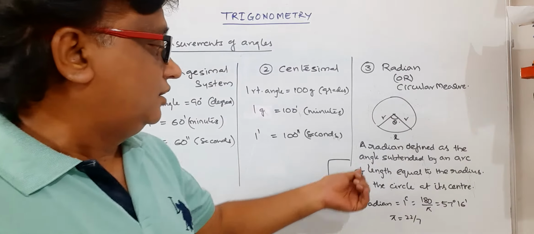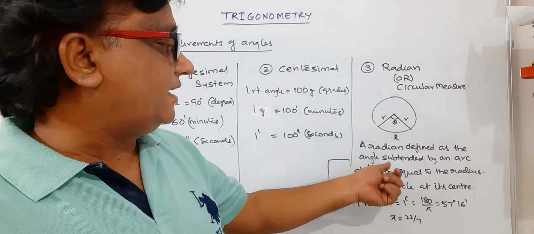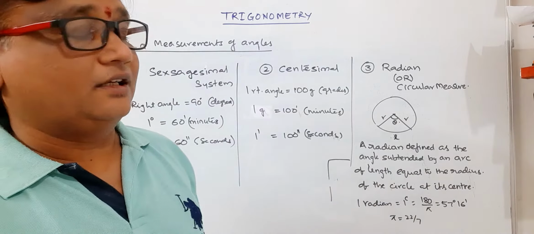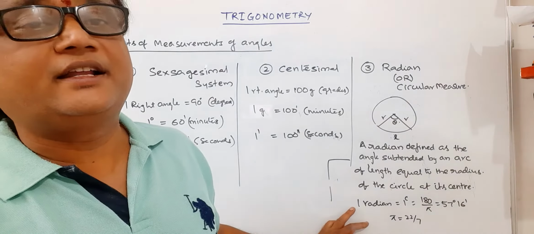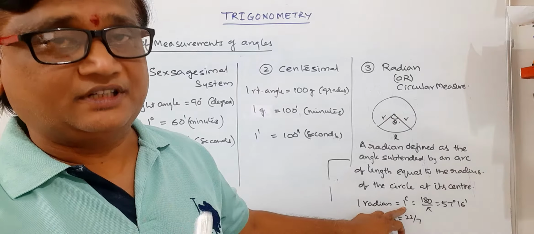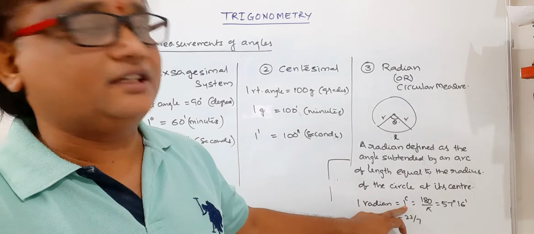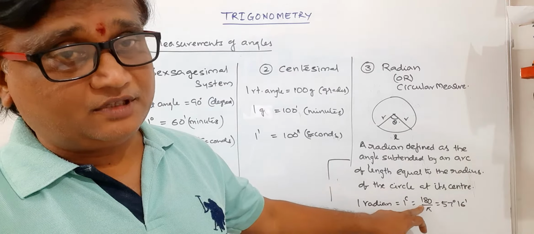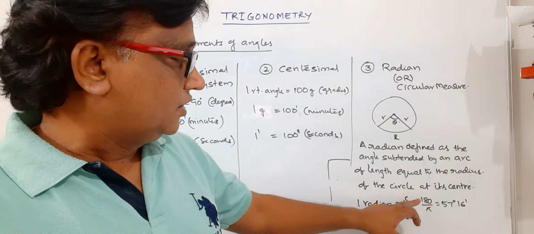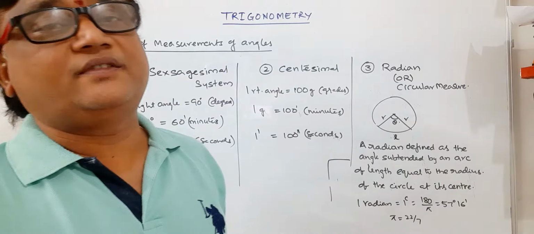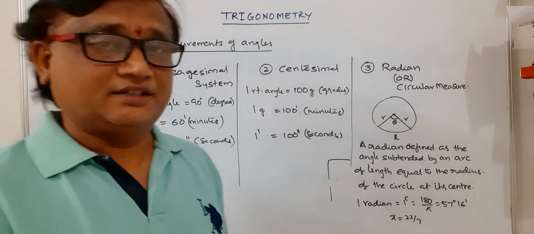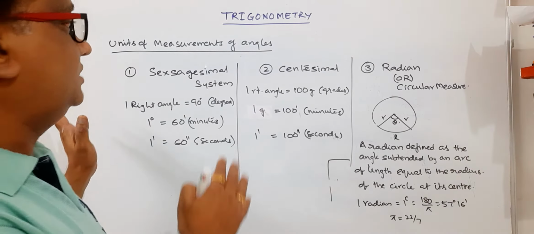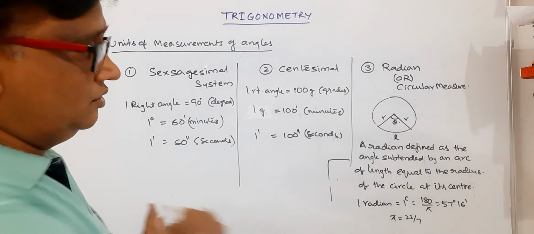So now the radian is defined as the angle subtended by an arc of length equal to the radius of the circle at its center. So 1 radian, we write 1 radian, equal to 180 by pi. Now here we are taking pi as 22 by 7. So 180 by pi means 57 degrees 16 minutes. So these are the three types of measurements. Now we are going to conversion.